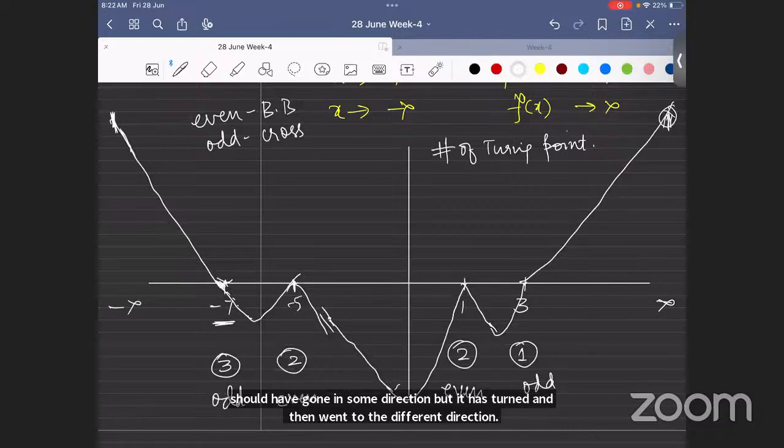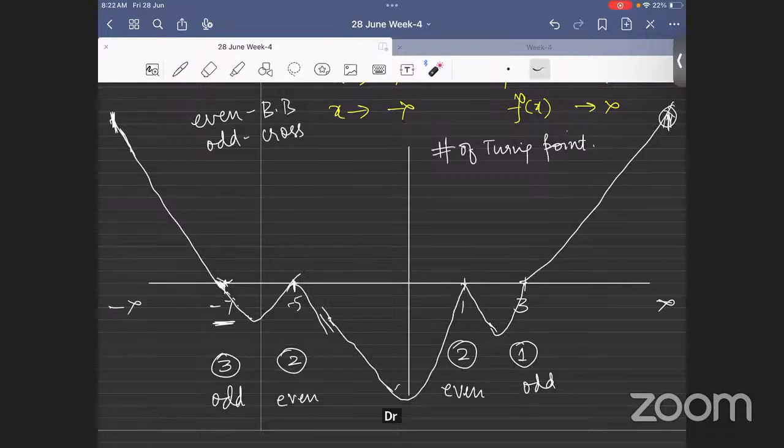3, sir. 3 is not correct. 2, sir. 2 is not correct. 5 is not correct. It's power 5, sir. Okay, yes, yes.